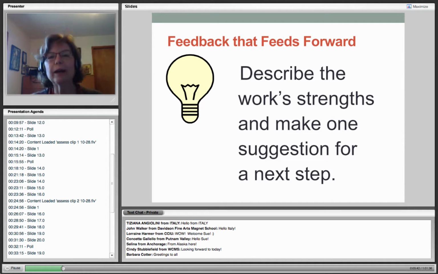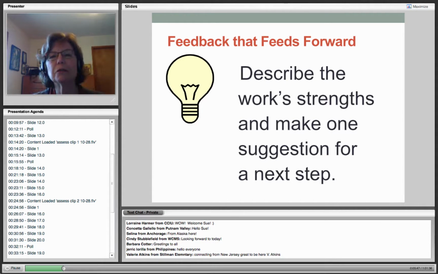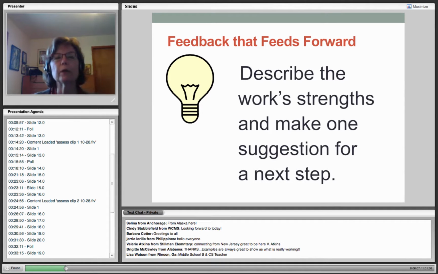If I had to write one sentence that describes effective feedback, I would say, describe the work's strengths and make one suggestion for a next step. Does it have to be 1? No, but could be 2. But the principle is not everything. You're not encyclopedically correcting the work. And it's not just correction. Part of effective feedback is helping a student figure out where they are on their journey towards some learning target. So they need to know what they do know, as well as what they need to work on.